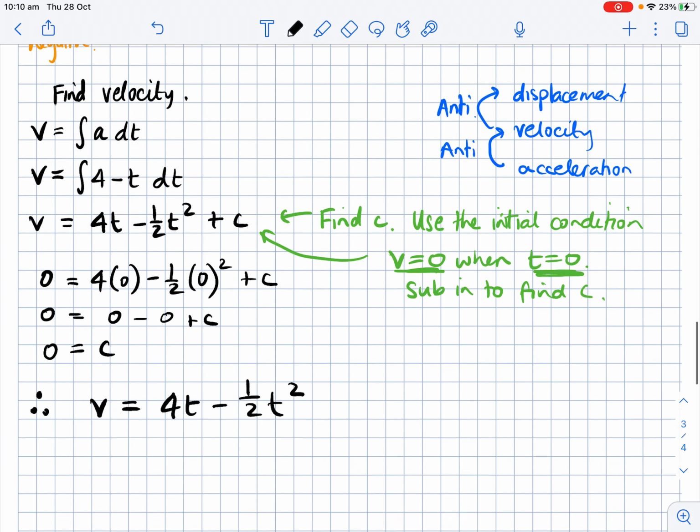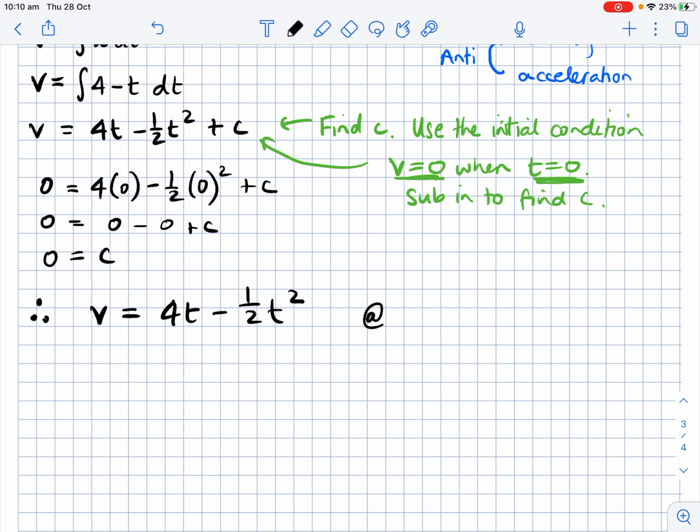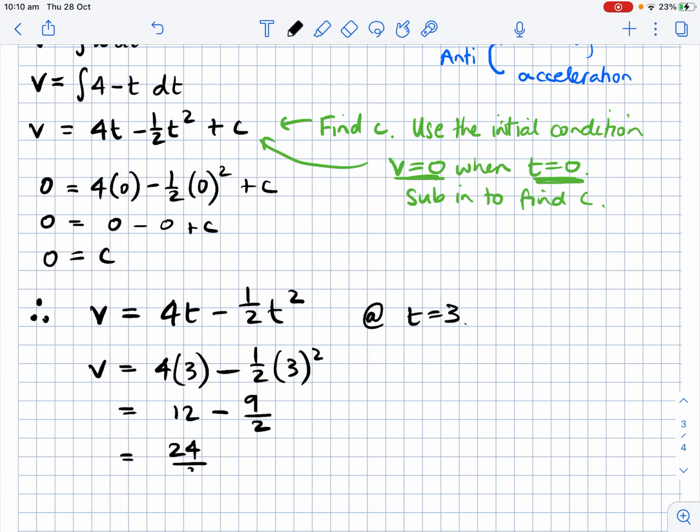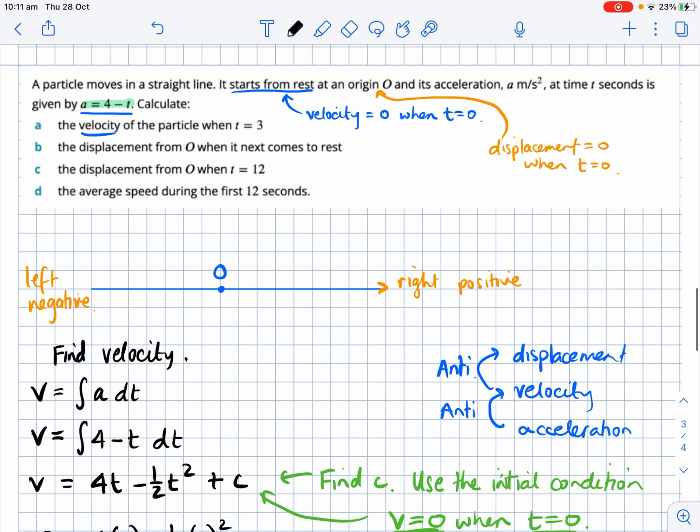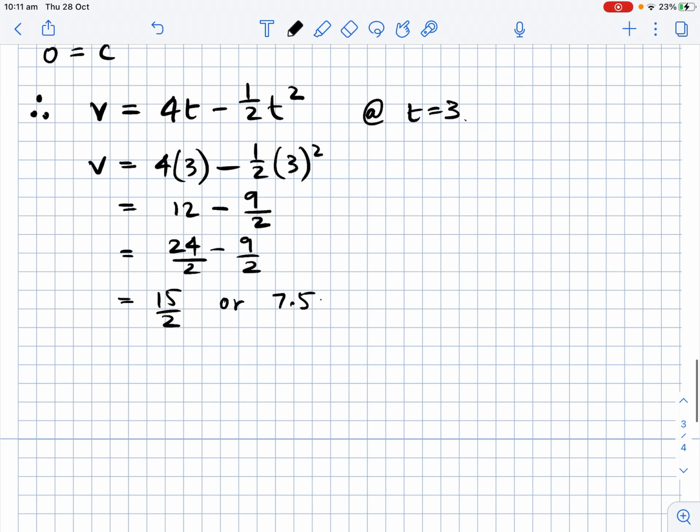It asked me to find the velocity of the particle when t equals 3. So now at t equals 3, I need to sub that in. We get velocity equals 4 times 3 minus a half 3 squared, which is 12 minus 9 halves, which is 24 on 2 minus 9 on 2, which equals 15 on 2, or 7.5, and I think we're in centimetres in this question, weren't we? No, metres per second. Metres per second. Okay, that's part A done.